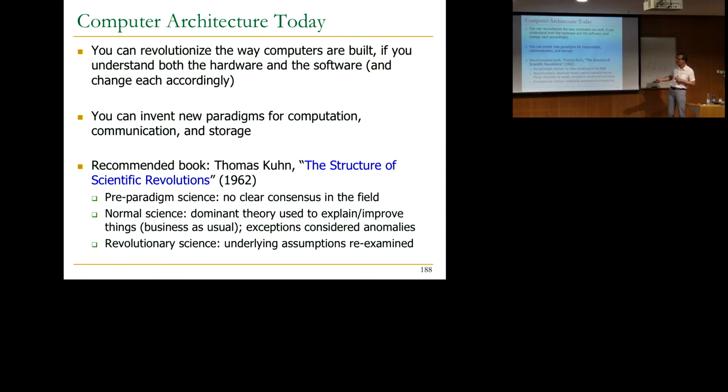I think we're at a point where, I don't know where we are actually, we may be in pre-paradigm science. We have no clear consensus as to what the dominant paradigm is. There's clearly not a dominant paradigm. And I think we definitely need to examine underlying assumptions. Maybe that will lead us to one or more dominant theories to explain and improve things and get to a business as usual. Processing in memory would be a nice business as usual, for example, if we get to that. But for that, we need to go through this rough period where we do the hard work to figure out what the next paradigm is, or what the next paradigms are. So I like this book quite a bit.